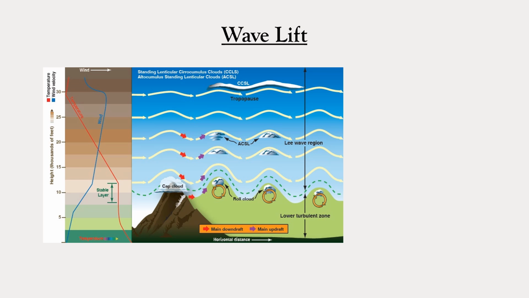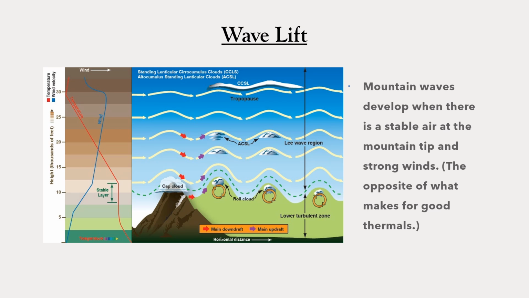So the last type of lift we want to talk about is wave lift. Wave lift occurs when there are strong winds blowing across a mountain or mountain system, and where the air is stable near the altitude where the mountain peaks are. When that happens, the air will of course have to move up as it goes over the peak and down again as it gets to the other side.